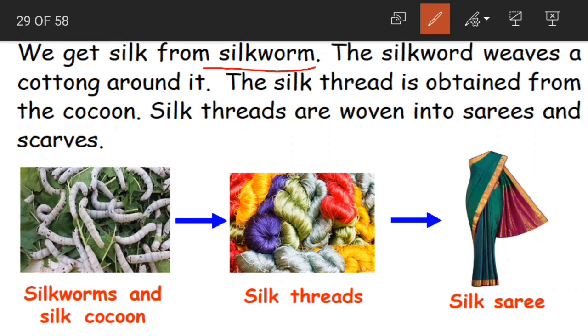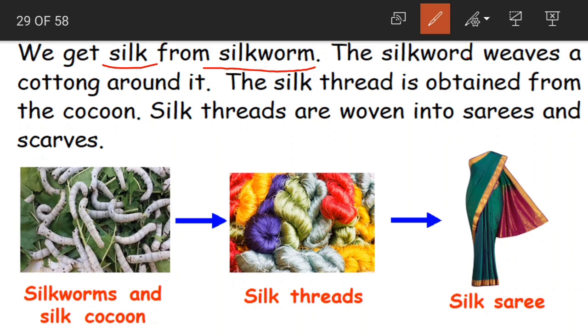Silk is the costliest cloth, children. So where do we get this silk? We get this silk from the silkworm. Specially, you wear silk clothes for special occasions, like marriages and traditional occasions. And this cloth is very expensive when compared to other clothes.